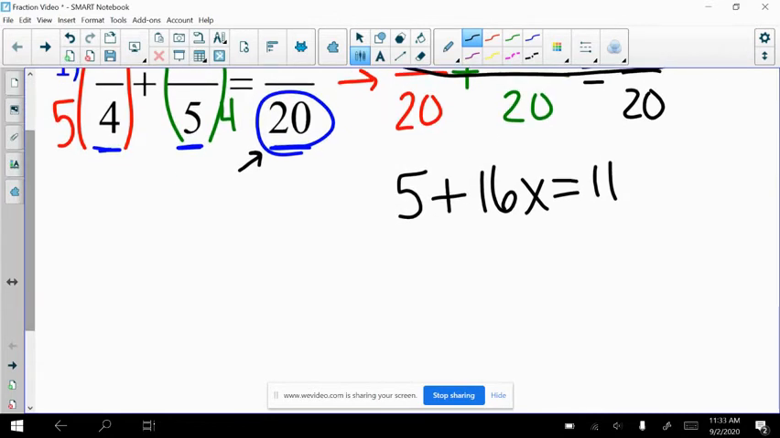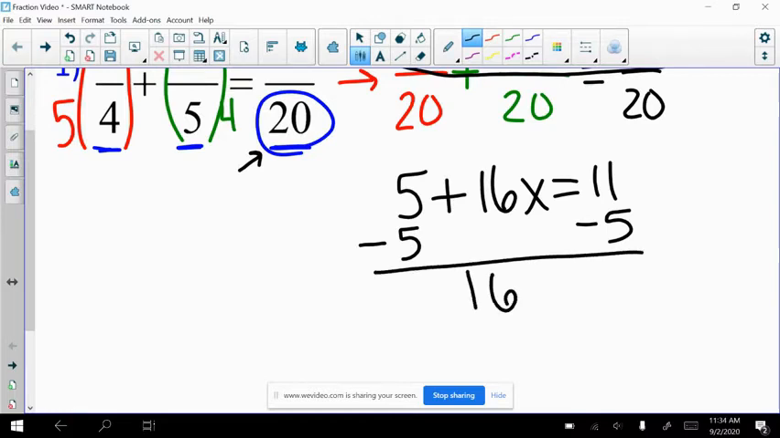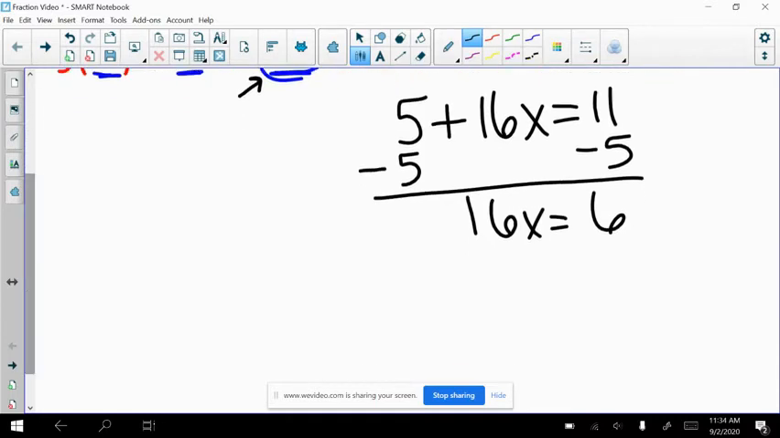So the first step is, I want to get x by itself. I'm going to subtract 5 from both sides. And then 11 minus 5 is 6. Then I want to get the x by itself again. So it's 16 times x. The opposite of times is division, which means I'm going to divide. And so when I divide, I get x equals 6 over 16.